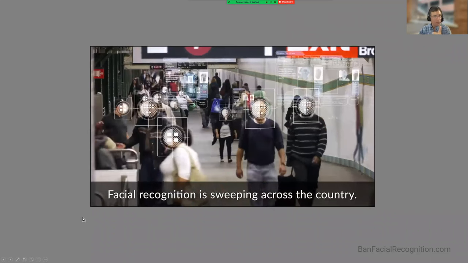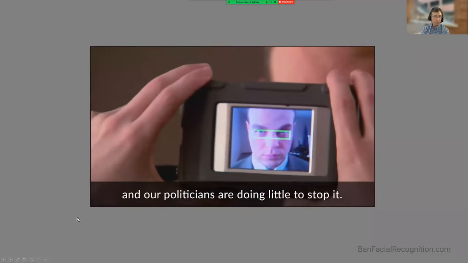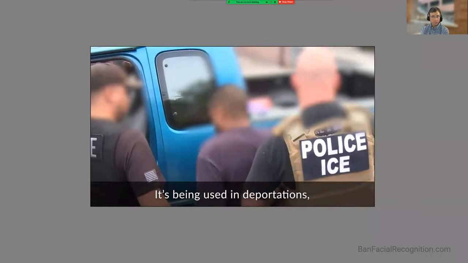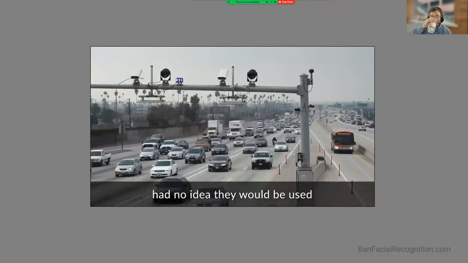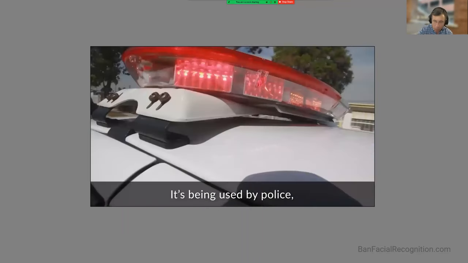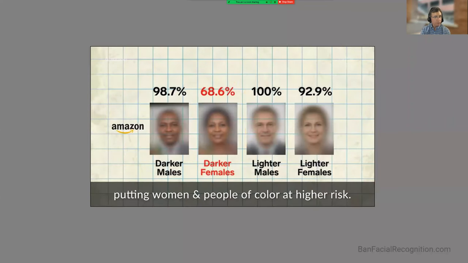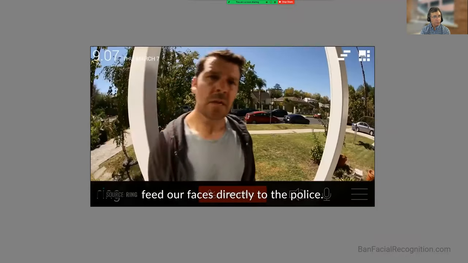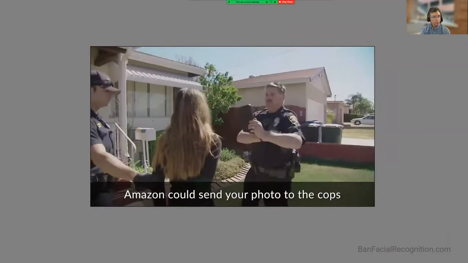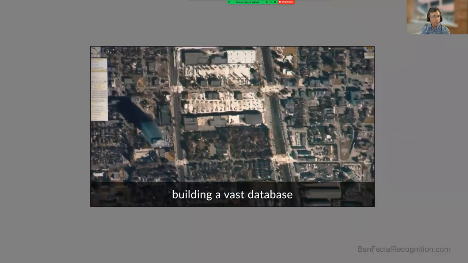Facial recognition is sweeping across the country. Tech companies are building it, law enforcement agencies are using it, and our politicians are doing little to stop it. It's being used in deportations, where ICE has accessed DMV databases in different states to get driver's license data. People who legally signed up for driver's licenses had no idea that they would be used to deport them from the country. It's being used by police, where cops frequently misidentify people as criminals, putting women and people of color at higher risk. It's being used in our homes, where devices like Amazon's Ring feed our faces directly to the police. If you visit your friend's house, Amazon could send your photo to the cops without your consent. The police could keep your data forever, building a vast database of our movements throughout cities.